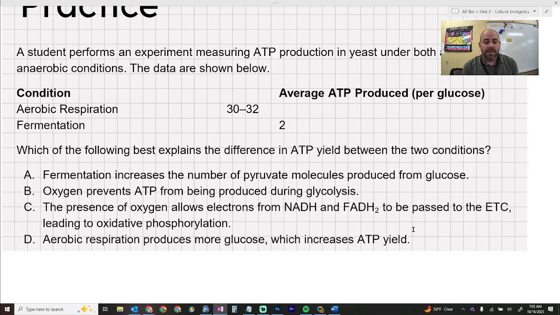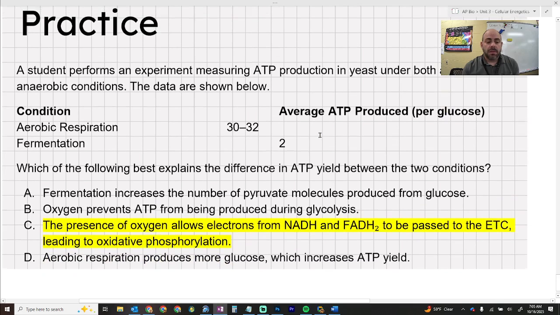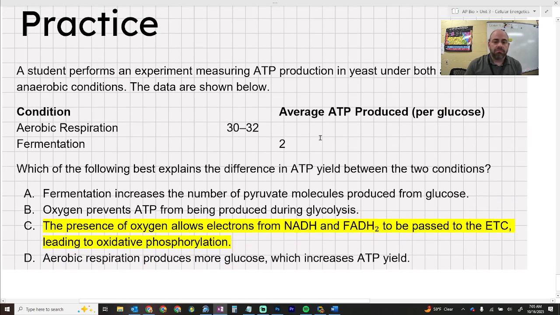So let's go find that answer. A: Fermentation increases the number of pyruvate molecules. It doesn't. B: Oxygen prevents ATP from being produced during glycolysis. No. C: Presence of oxygen allows electrons from NADH and FADH2 to be passed through the electron transport chain, leading to oxidative phosphorylation. That's correct. I don't even need to look at D. C is the correct answer. What does D say? Just for giggles: Aerobic respiration produces more glucose. Respiration doesn't produce glucose; it breaks it down, right? So C is the correct answer.